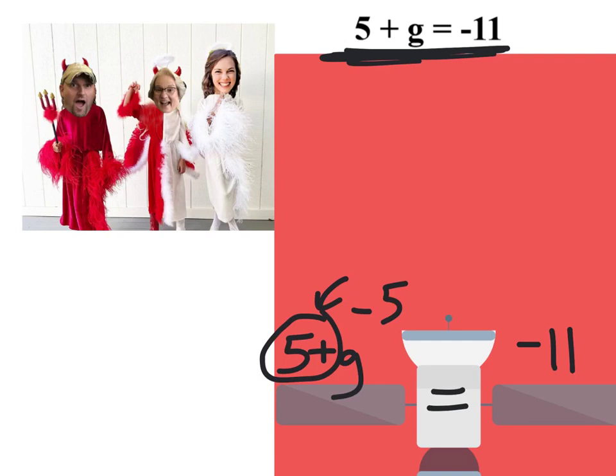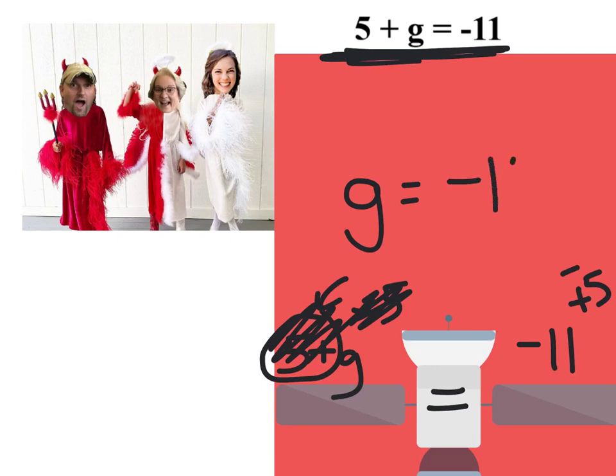If I take 5 off one side, isn't it going to be out of balance? But it won't be out of balance if I take 5 off both sides. So when I subtract 5 from this side, it disappears, and look what we're weighing. We're just weighing a g. On the other side, we're doing negative 11 plus negative 5, which is negative 16. Now we know what g weighs.